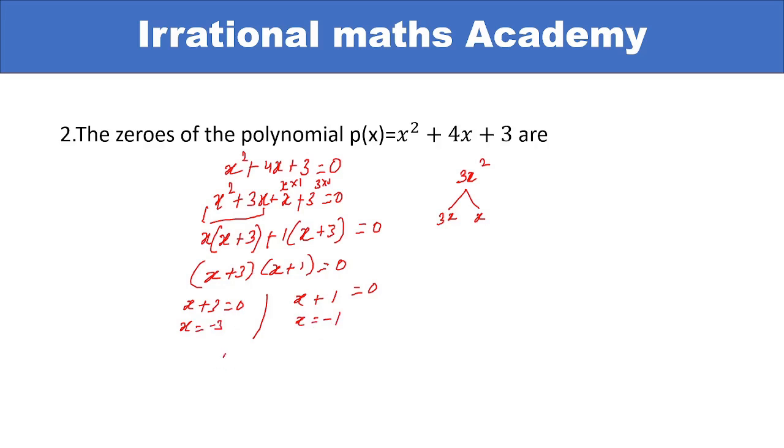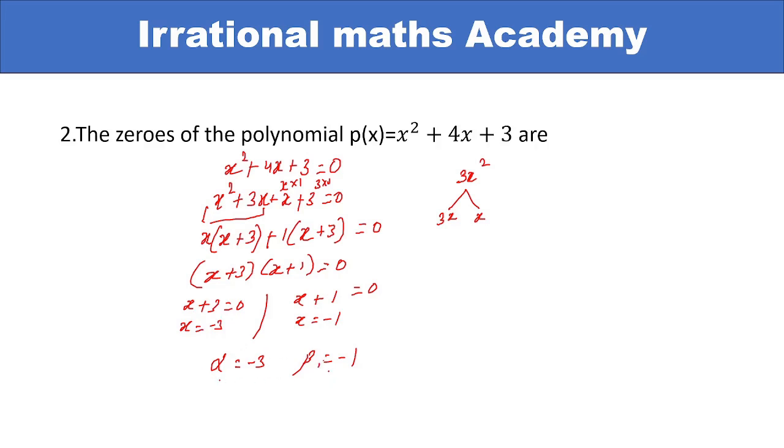Minus 1. So your alpha value, let us take it as minus 3, and beta value, we can take it as minus 1. You can name it anything, okay? It is not necessarily that I have to take alpha equal to minus 3 only. First I got this one, so I took it as alpha. This one I took as beta. You can take this as beta, you can take this as alpha.